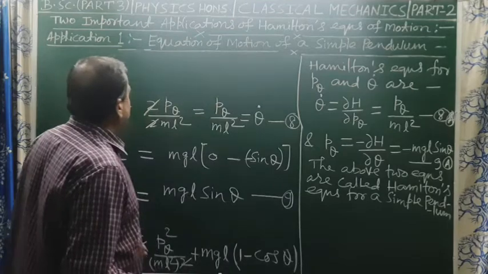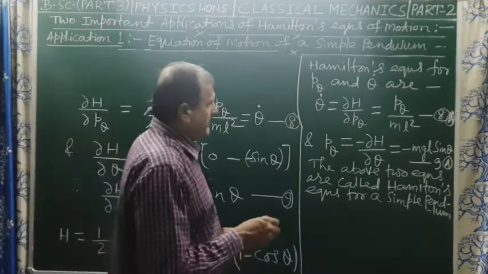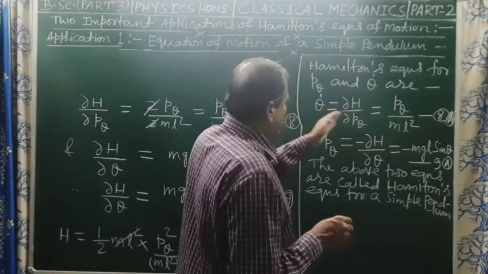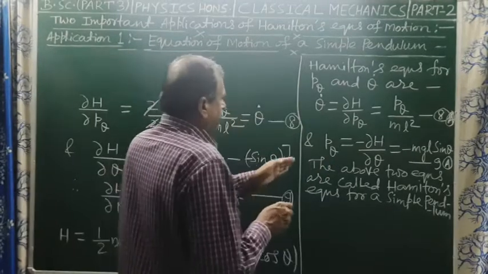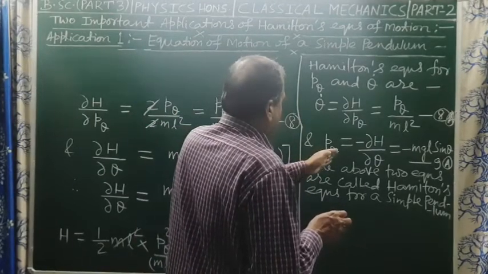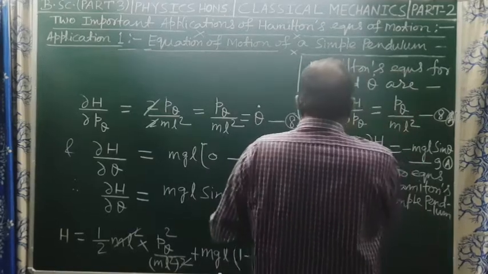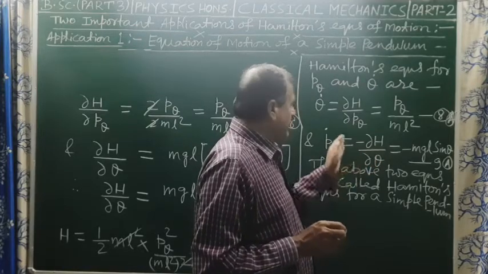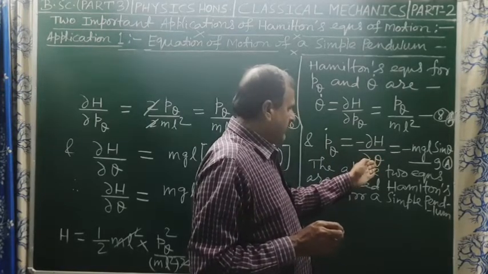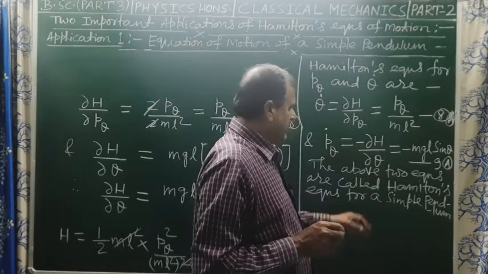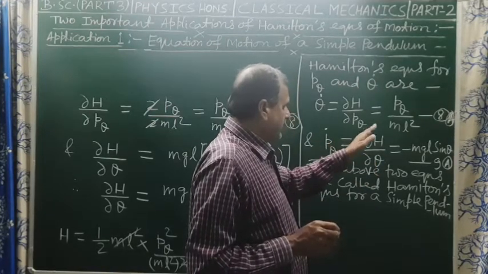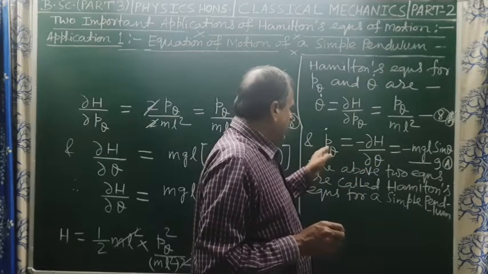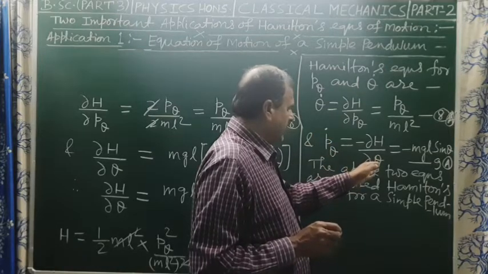Now for the equation of motion of a simple pendulum, we have P theta equal to ml square into theta dot, and P theta dot is equal to minus delta H upon delta theta. Pk dot is equal to minus delta H upon delta qk. In place of pk dot we have written P theta dot, and in place of qk we have written theta.